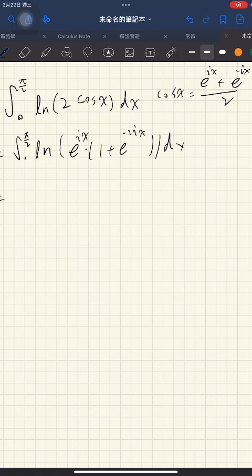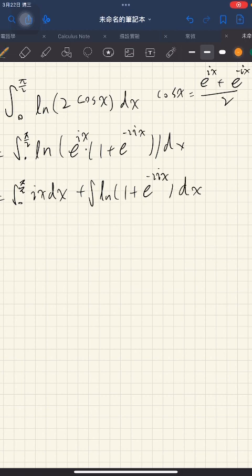Because it's a product in the natural log, we can separate it into two integrals: the natural log of e to the ix, so we will have ix dx, plus the integral of the natural log of 1 plus e to the negative 2ix dx.